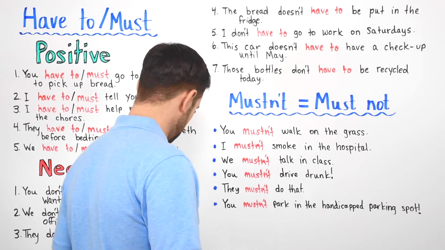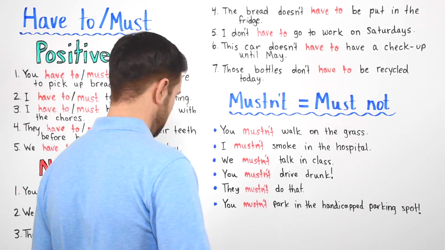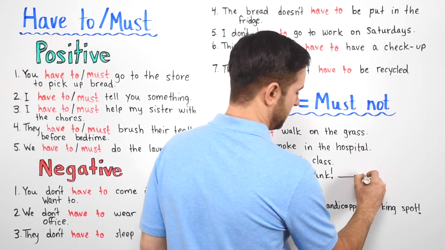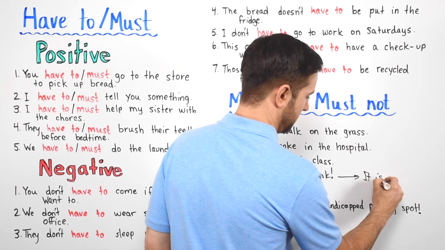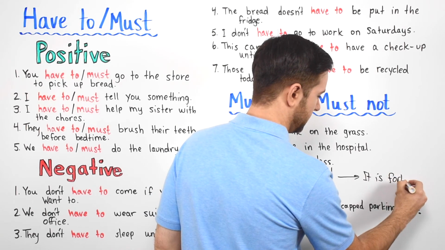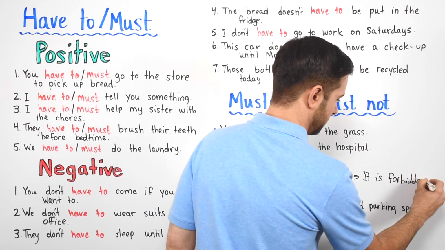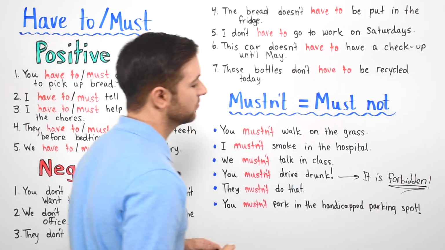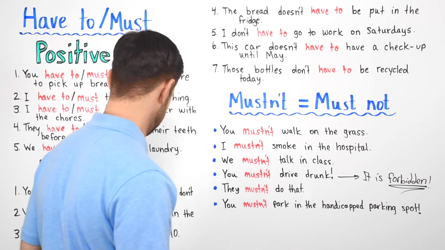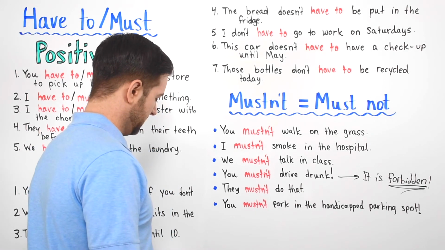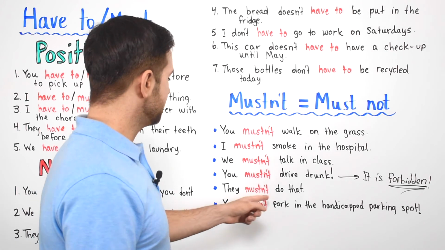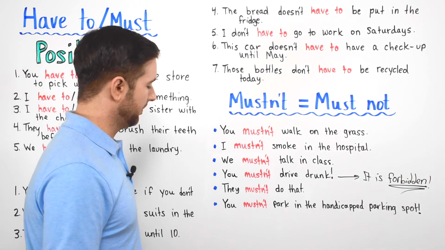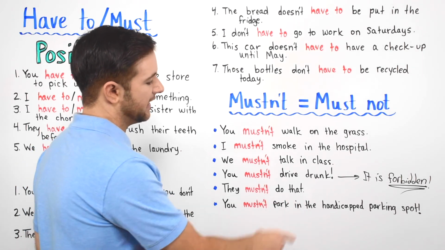Okay? I'll write that for you just so you know how to write it. You mustn't drive drunk. In all these cases, you could say, it is forbidden. Okay? Forbidden means you cannot do it. It's against the rules, it's against the law, it's bad. Okay? Next one. They mustn't do that. Okay? Whatever it is they're doing, they mustn't do that. They must stop. You mustn't park in the handicap parking spot.